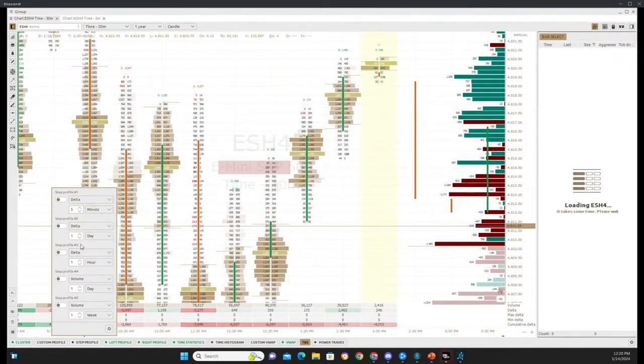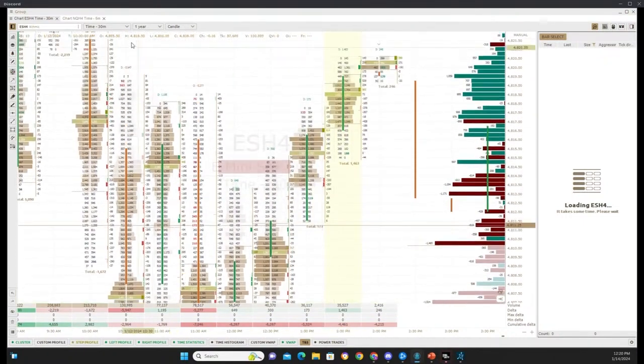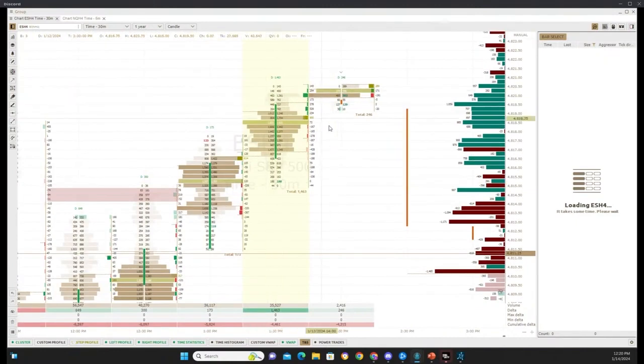And if I go here on, let's say, 30 minutes, and I turn this on in 30 minutes here, it's just gonna give me for each candle what the footprint is, right? And you guys can customize this.